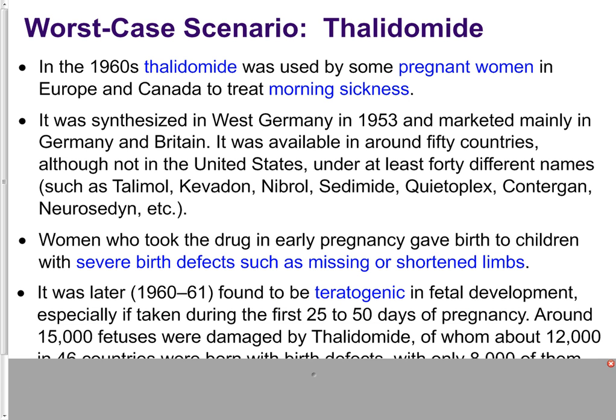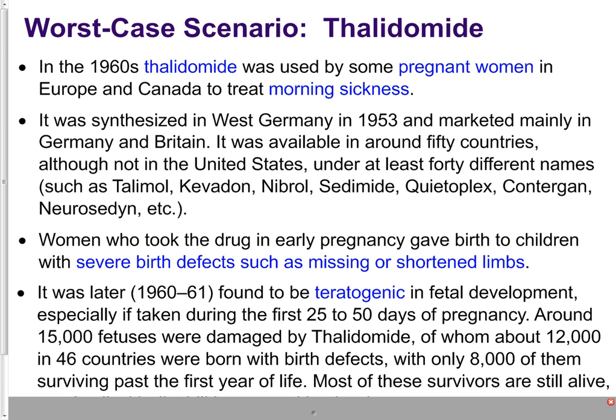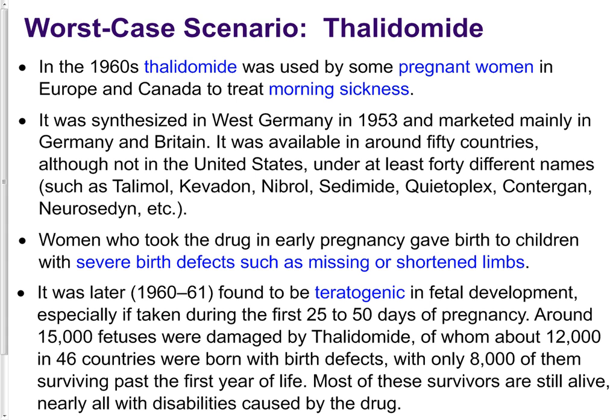But what happened as a result of prescribing thalidomide was, when you took this drug in early pregnancy, the women who had been taking it gave birth to children who had very severe birth defects, like missing or shortened limbs. If you really want to see pictures of this, you can Google children of thalidomide and find images of these kids that had these severe birth defects. The reason that this caused so many problems, as they realized this was happening, is that it's a teratogenic drug. Teratogenic means that it's harmful to fetal development, especially when it's taken early on.